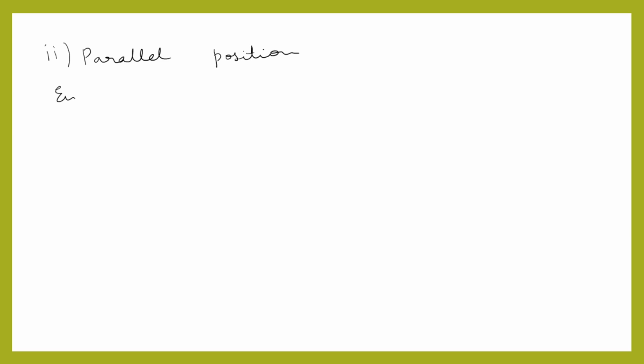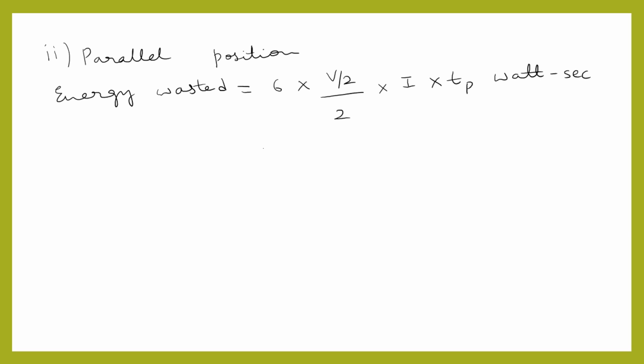We have the energy wasted in starting resistance equal to 6 into V by 2 by 2 into I into Tp in watt second, that is equal to 6 into 300 by 2 into 200 into 14.3, that is equal to 2.57 into 10 to power 6 watt second.